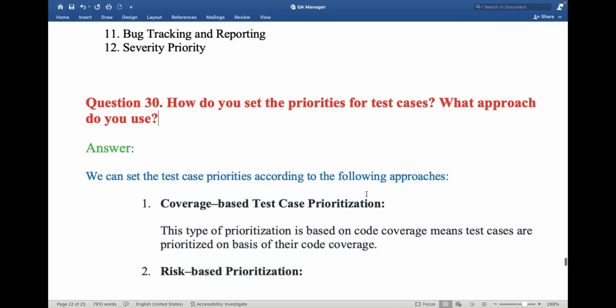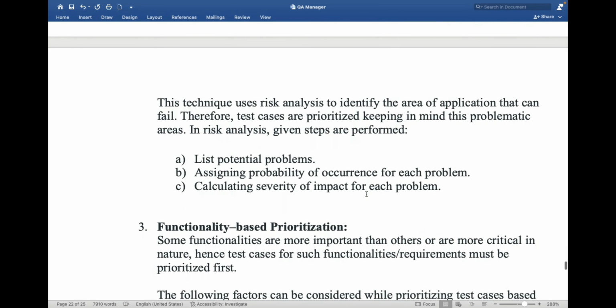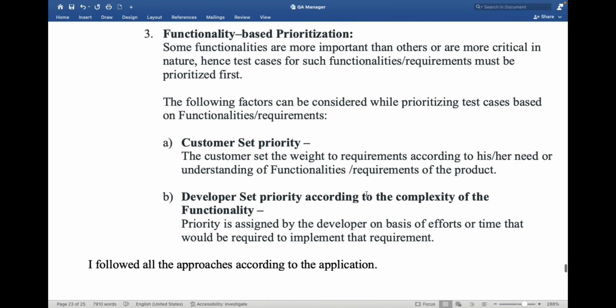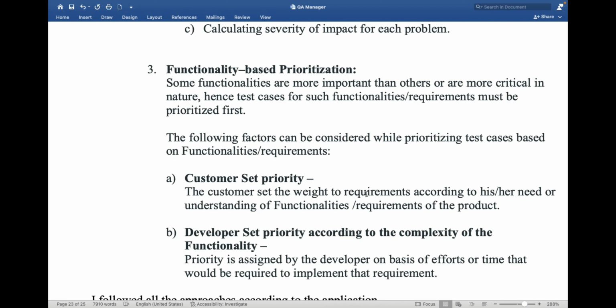If somebody asks this question, how you set the priorities of test cases, what are the different approaches, then you can explain like this. So friends, I have explained all 5 interview questions with their answer.